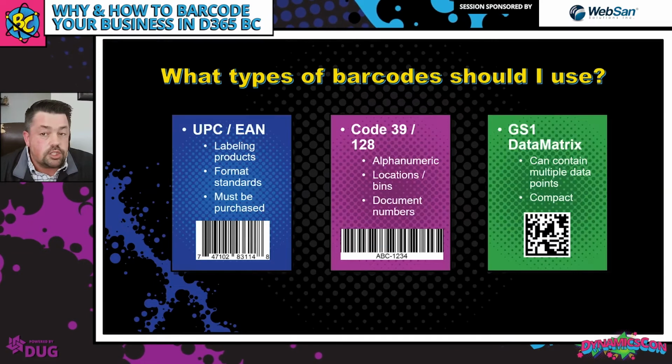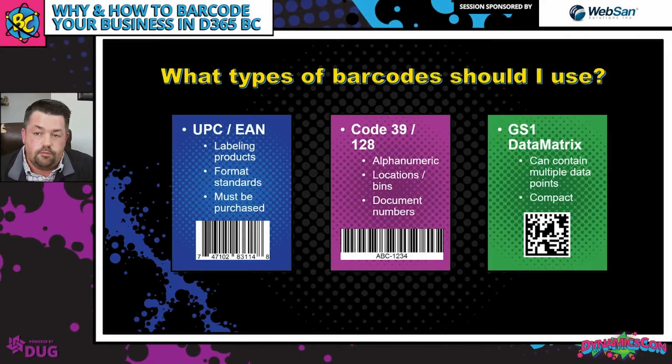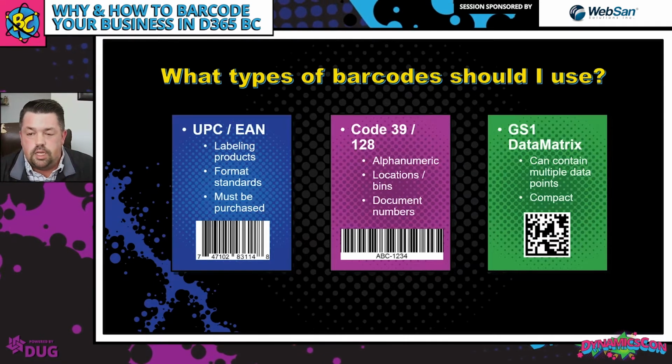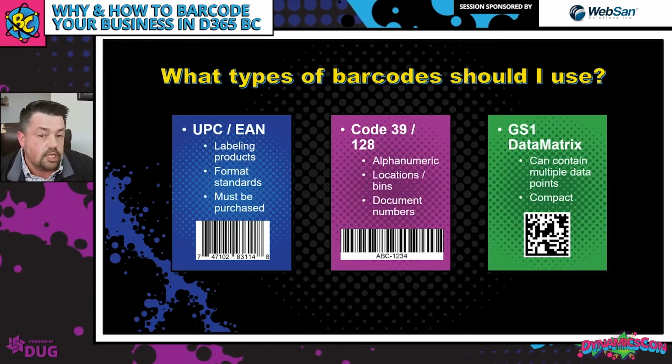The next type of question we have to answer is really what types of barcodes are right for the tasks that I'm going to be doing in the warehouse. There's really three main types of barcodes that we'll use in a supply chain operation.